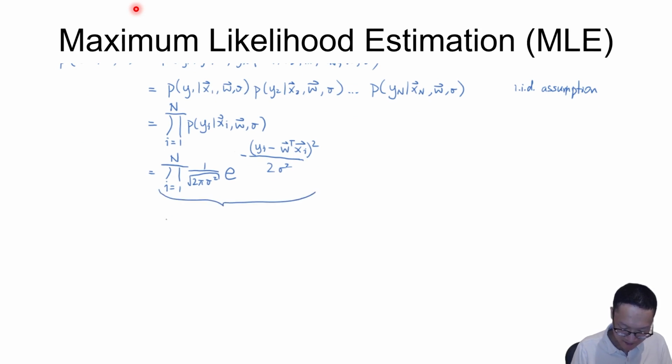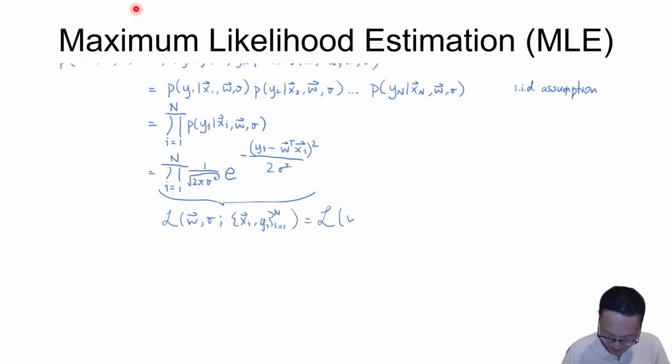So we're going to call this the likelihood function: the likelihood of w and sigma given our data. This emphasizes that the unknown parameters we're trying to determine are w and sigma. Actually, we're just looking for w here.